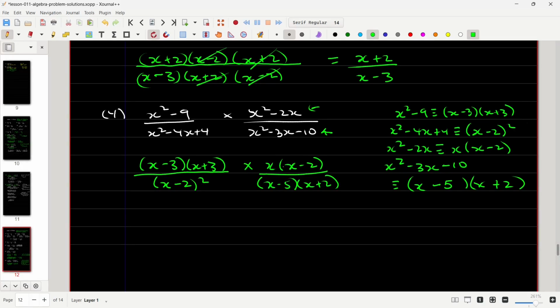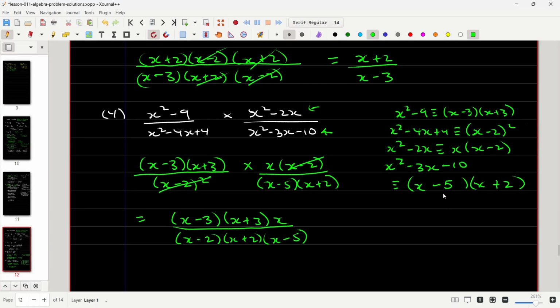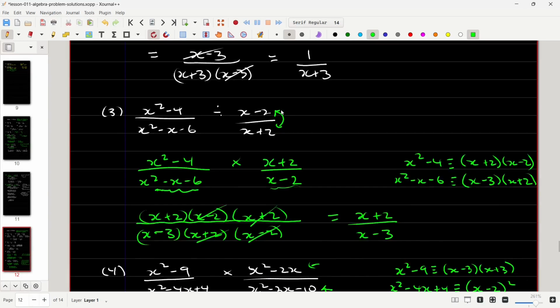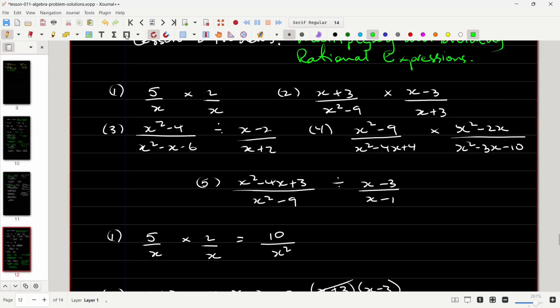All right, let's see if we can cancel now. One of the x minus 2 could cancel with one of the x minus 2 over here. I don't see anything else. So that means I'm going to have on the top x minus 3, x plus 3, then x, then x minus 2, x plus 2, and then x minus 5, and that's the answer. Nothing else can cancel. Okay, that's that. Let's go to number 5. Yeah, 5 is the last one.